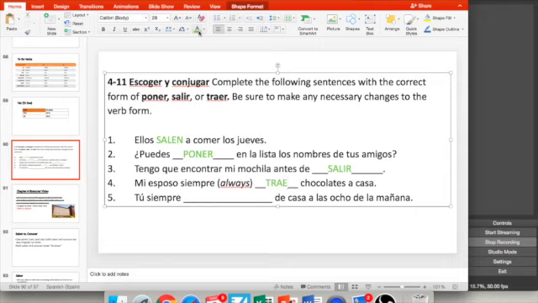Okay? And then number 5. Tú siempre blank de casa a las 8 de la mañana. You always blank the house at 8 o'clock in the morning. You always put the house at 8 in the morning, leave the house, or bring the house.